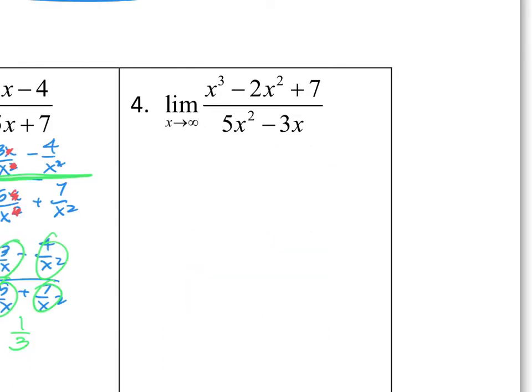Okay, number 4. So again, we are looking at the highest power. So we're going to divide every term by x squared.